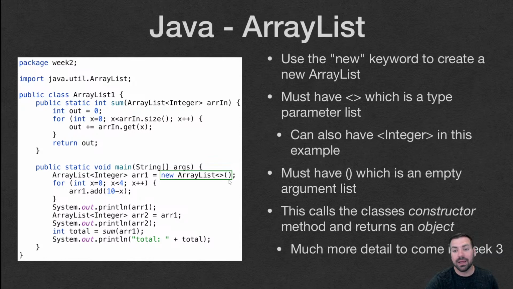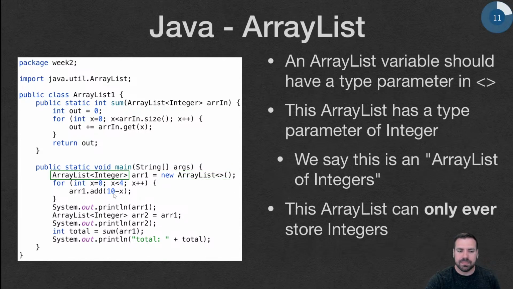We are calling a method here, so we must have our argument list, even if that argument list is empty. So we have an empty type parameter list and an empty argument list, but both of those things have to be there or else Java gets mad. Java's not going to like it so much.